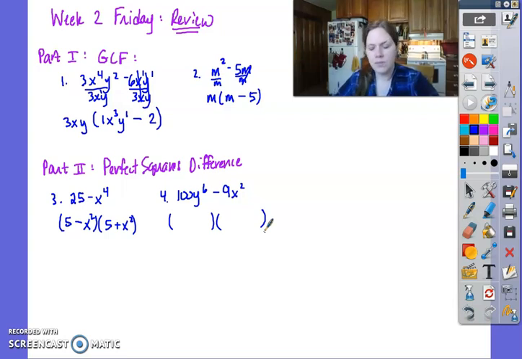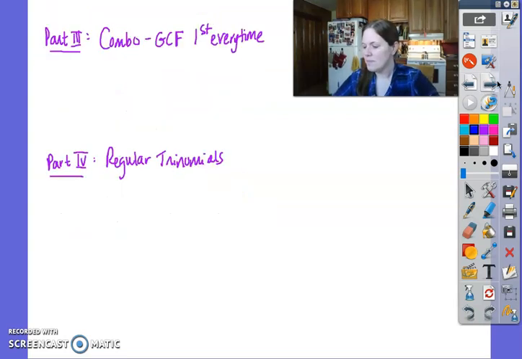So we're square rooting the first term, the square root of 100 is 10. The square root of y to the 6th is y to the 3rd. We take half of that exponent. Since 100y to the 6th came first, its square root comes first in both parentheses. Square root of 9x squared, the square root of 9, the square root of x squared, so 3x, and opposite signs. It doesn't matter which sign comes first, as long as one is positive and one is negative.